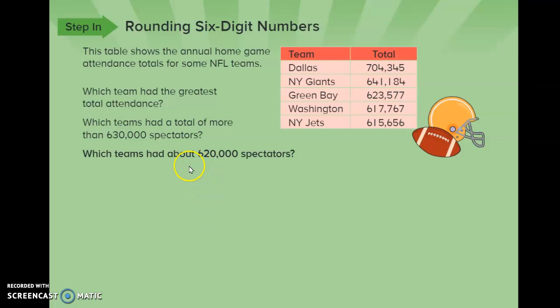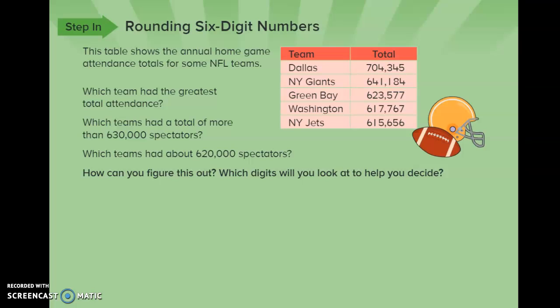Which teams had about 620,000? So which ones do you think would round to 620,000? Do you think Dallas would? No. What about New York? Nope. Green Bay? Well, we already have 623,000. Would 623,000 round to 620,000? Yes. What about Washington? We have 617,000. Do you think that would round to 620,000? Yes. And what about 615,000? Do you think that would round to 620,000? Yes.